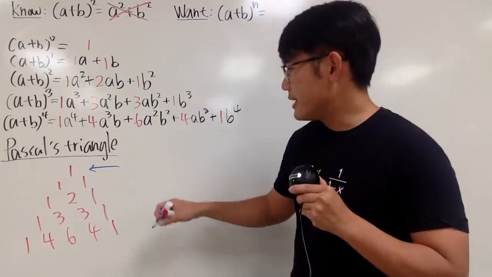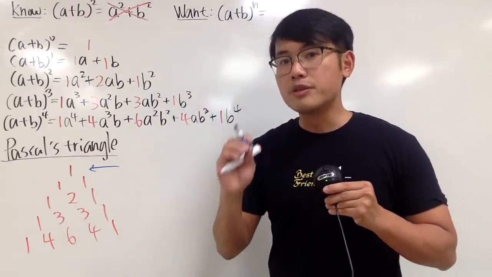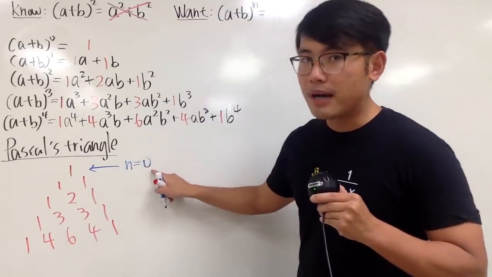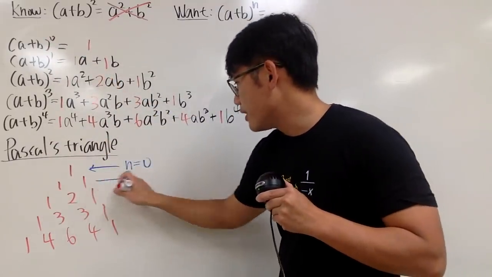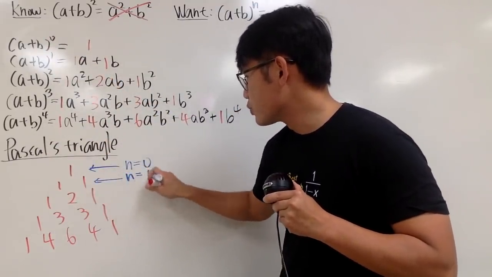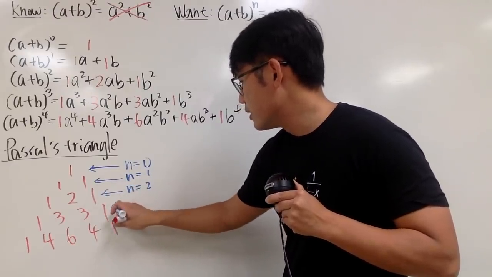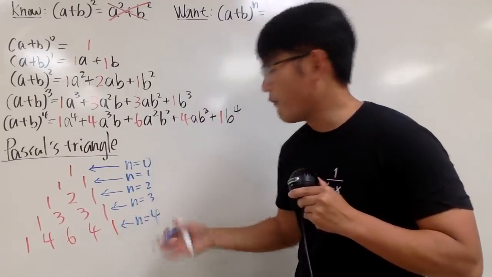All right, here is the deal. Let's write this down, okay? So I will call this the zeroth row, and I will label that as n equals zero, which will correspond to our exponents right here. And this right here is going to be n equals 1, and you guys get the deal, n equals 2, and then n equals 3, and this is n equals 4.